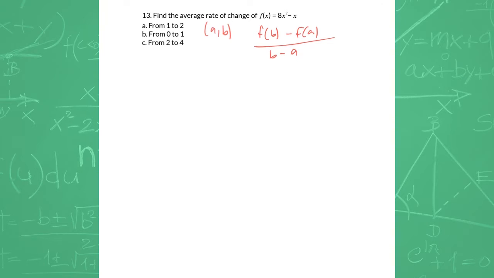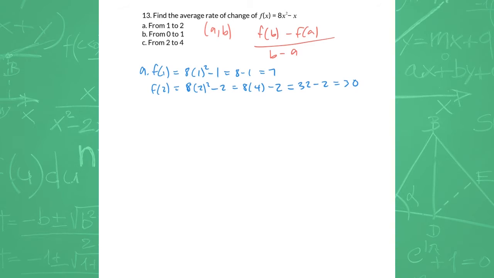So in part A, they give us an interval that goes from 1 to 2. So let's start by finding f of 1. F of 1 is equal to 8 times 1 squared minus 1, which is 8 minus 1, which is 7. Now let's do f of 2. F of 2 is 8 times 2 squared minus 2, which is equal to 8 times 4 minus 2, which is 32 minus 2, which is 30.